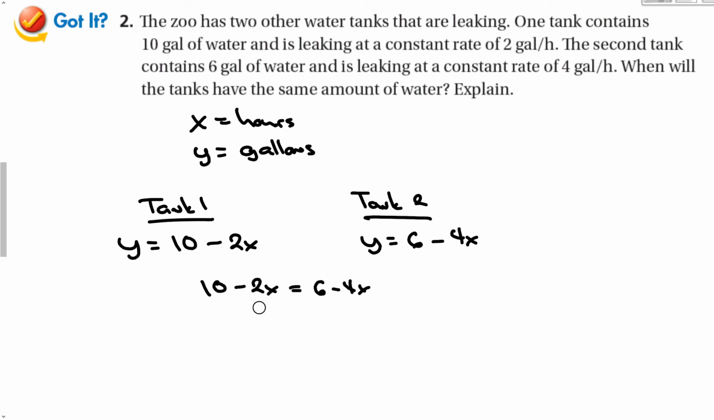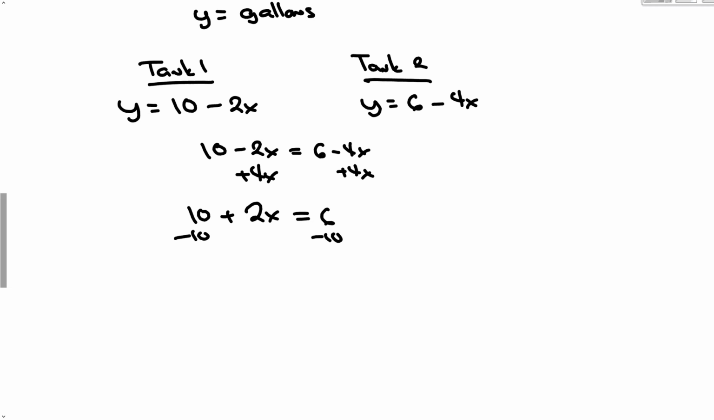Let's go the other way so we can keep x positive. Let's add 4x to both sides. So I have 2x. Let's bring the 10 down. 10 plus 2x is equal to 6. Subtract out the 10. And we have 2x is equal to negative 4, which means x is equal to -2.